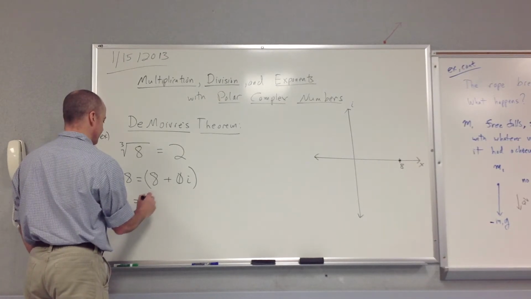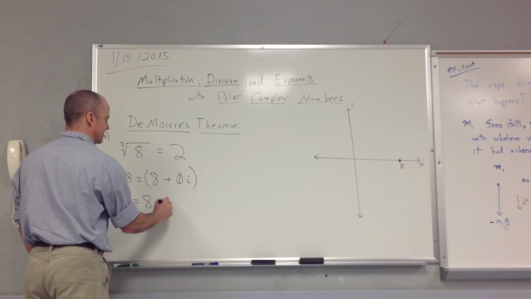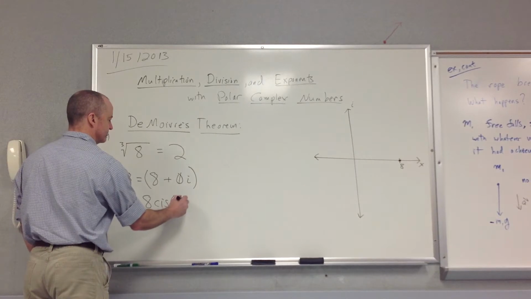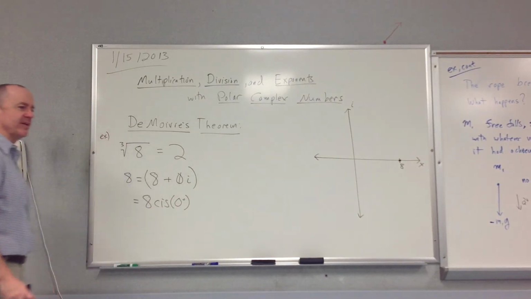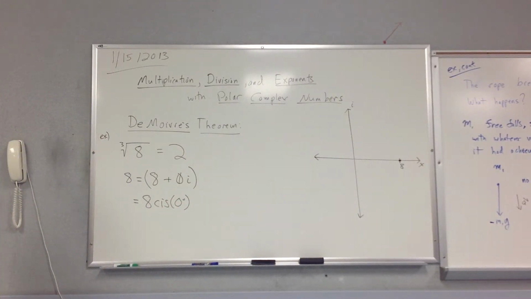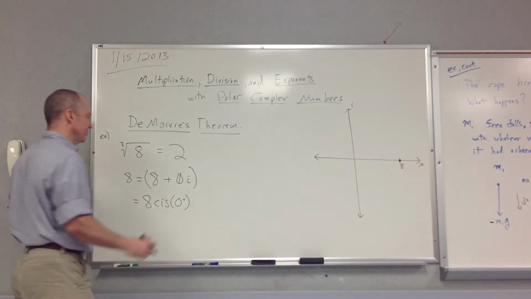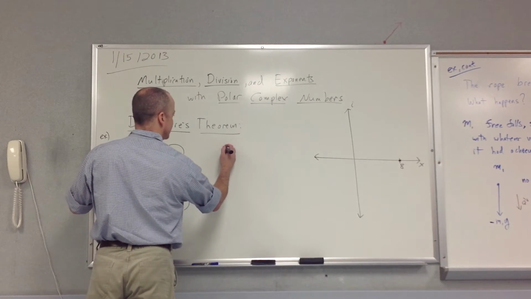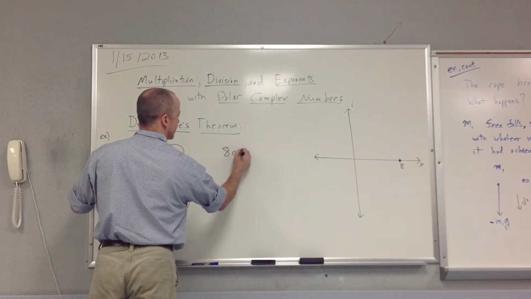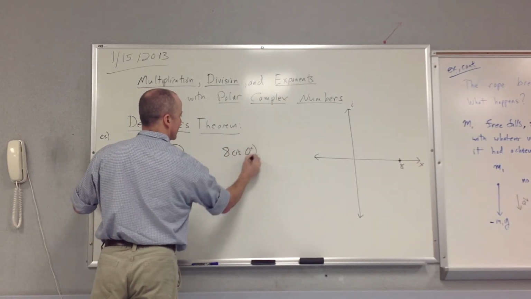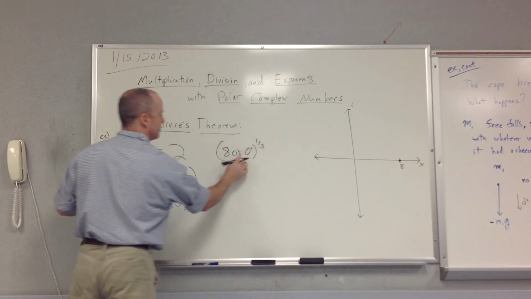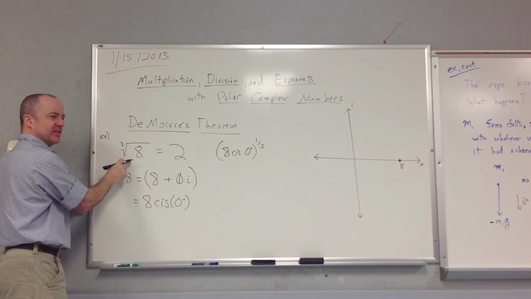What angle is that? 0. Let's call it 8 cis 0 for now. Okay? Roots work exactly like exponents with one exception in the complex plane. If I do 8 cis 0 to the 1/3 power, is this the same question as this?